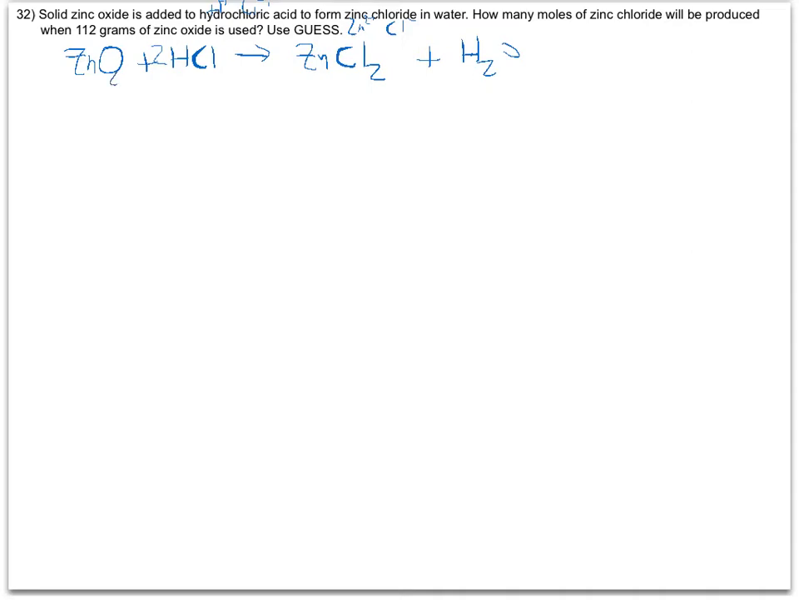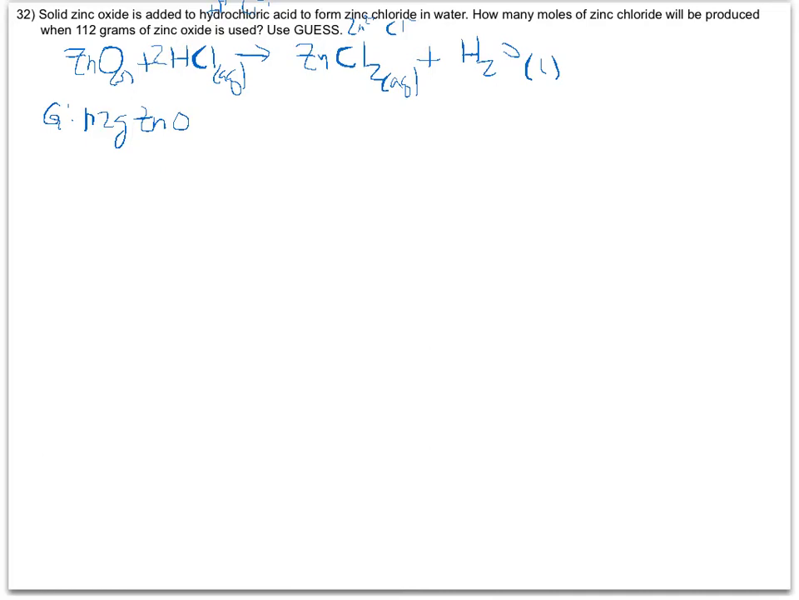The state on this is solid, because it says solid. Acids are always aqueous. Zinc chloride, if you look at your solubility rules, is aqueous. And water is liquid unless it says vapor. So now that we've got our balanced equation, now we can go. Okay. So we've got 112 grams of zinc oxide.